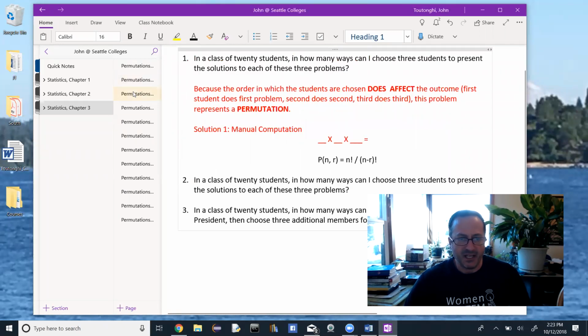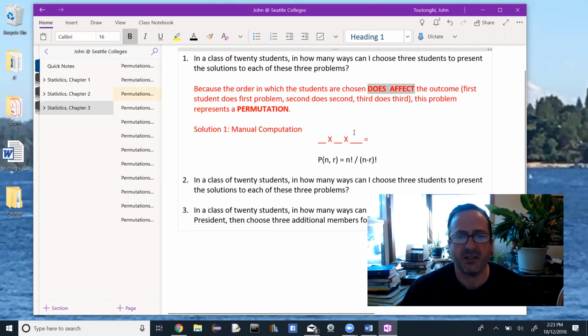If I chose Alice and then Bernie and then Charlie, and they each presented in that order, that would be different than if Bernie went first, then Charlie, and then Alice. So the order in which the students are chosen does affect the outcome. The first student does the first problem, the second student does the second problem, and the third one does the third. So this problem represents a permutation.